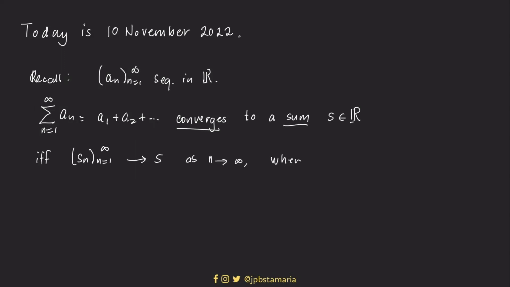Where is the s sub n? S sub n is the nth partial sum. By a partial sum, we actually mean the sum of the first n terms. So basically, when we speak of the sum of an infinite series, first of all, you cannot have a sum if it does not converge. To converge means the sequence of partial sums must converge.